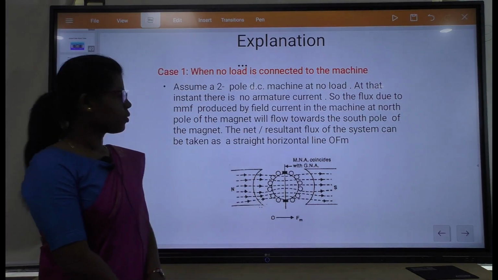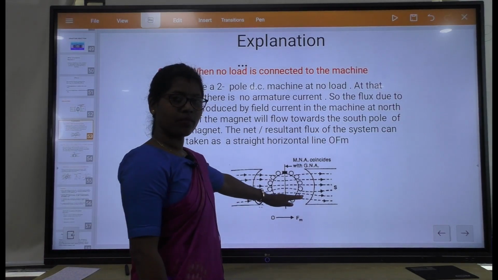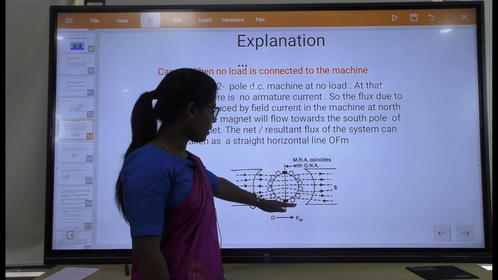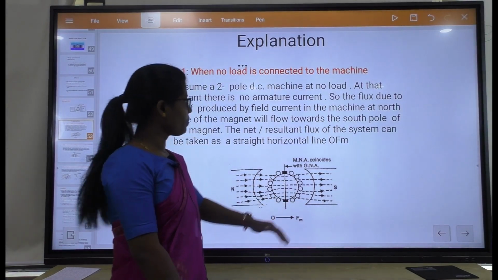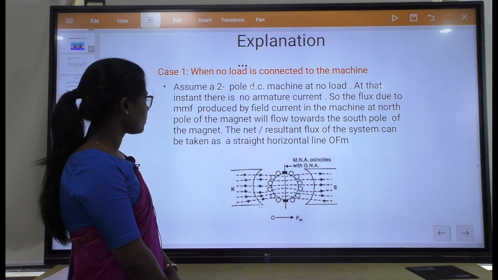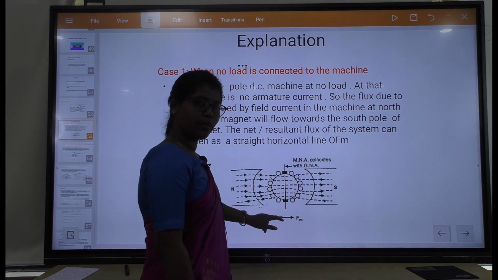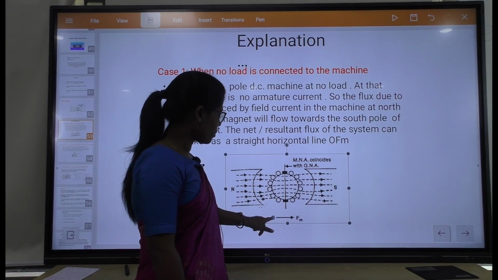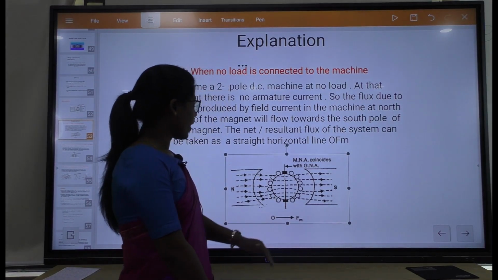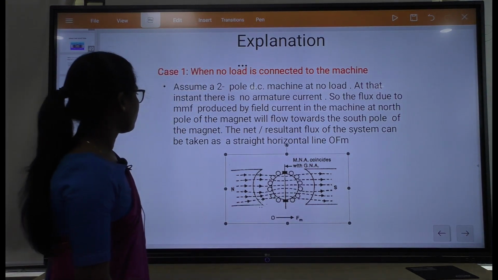Okay. So, due to the field magnets or field current, the MMF is produced. Due to that MMF, field flux is produced. So, the magnitude and direction of this MMF due to the main pole is given as OFA, which is a horizontal line given as OFM. Okay, this is a straight line.